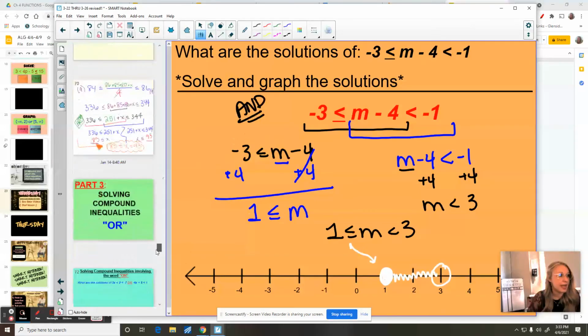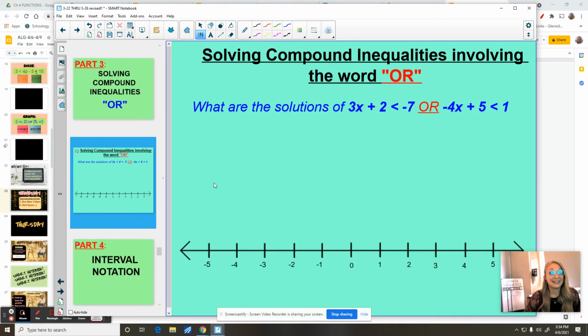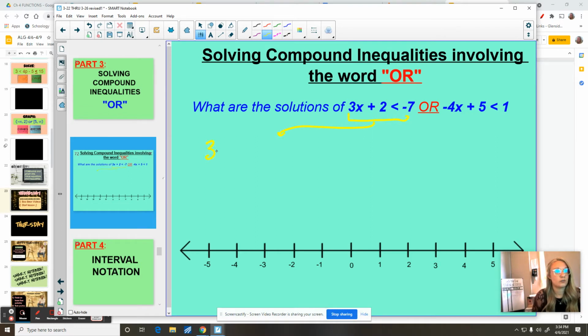All right, now moving on to solving compound inequalities that use the word or. These ones are actually simpler because it's almost like they're just two separate inequalities that you're going to go ahead and solve. So we'll do this one first.